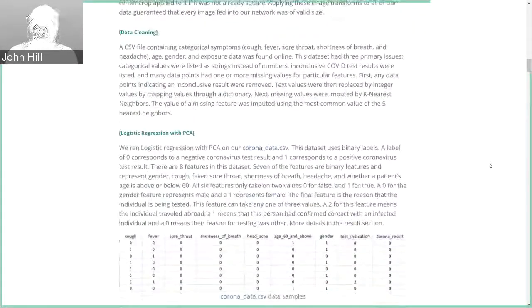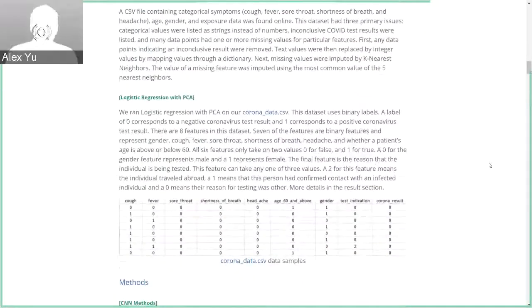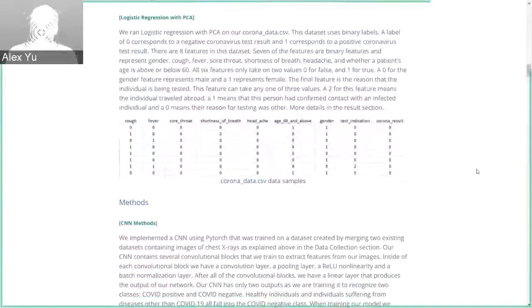We found a dataset that listed various categorical COVID symptoms and the result of COVID diagnosis. This dataset was first cleaned. We replaced string values with integers, and then we imputed any missing data values by using k-nearest neighbors. The value of a missing data point was replaced by the most common value of the 5 nearest neighbors. And here's how the data looks.